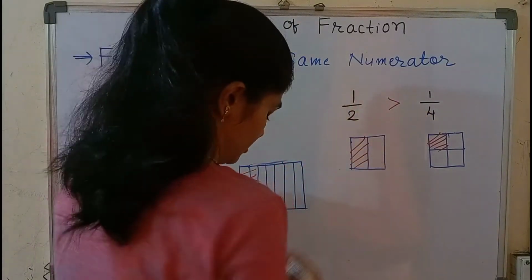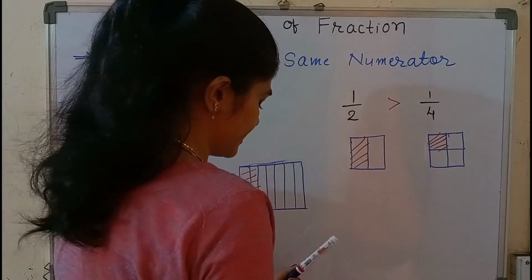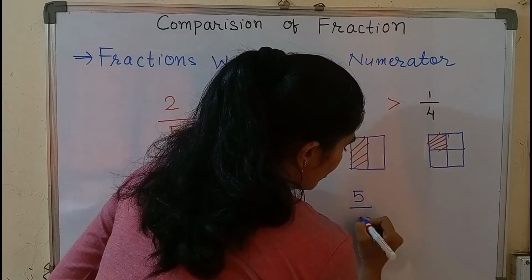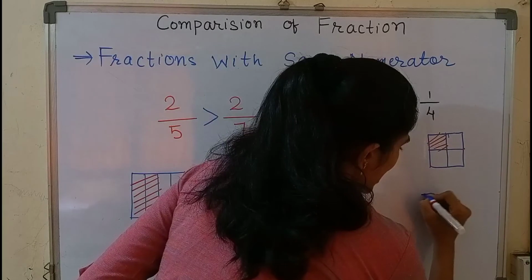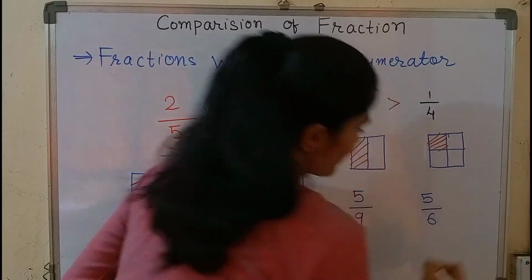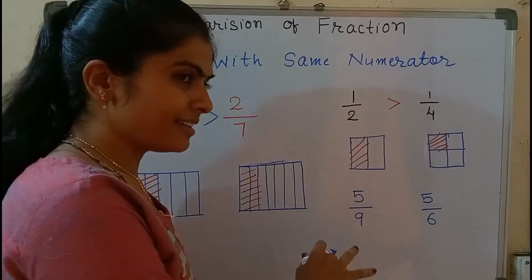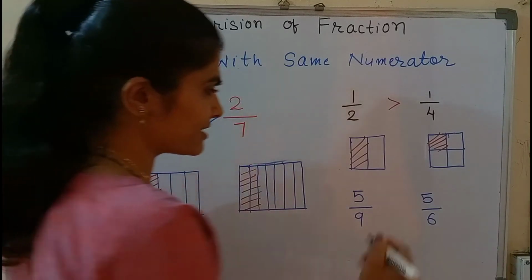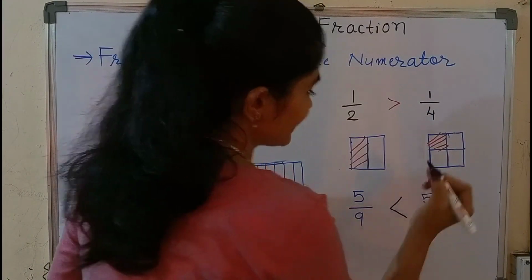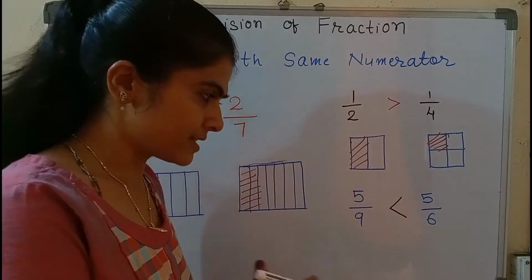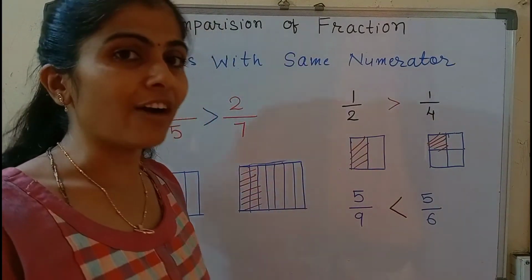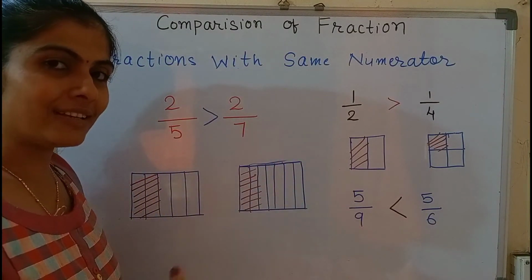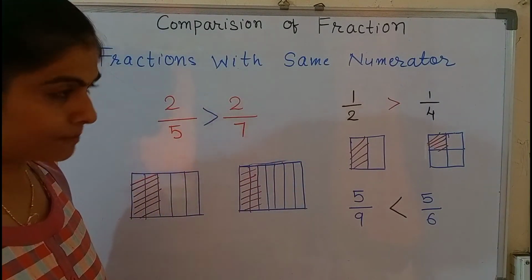So whenever denominators are different and numerators are the same, how do we do comparison? Let's say 5/9 and 5/6. The greater the denominator, the lesser the value. So I can say that this 5/9 is less than this 5/6, or I can say 5/6 is greater than 5/9, right? This is how we can do comparison. Just by looking at the fractions, we can quickly say which one is greater.